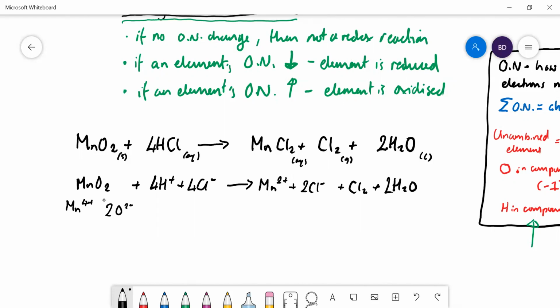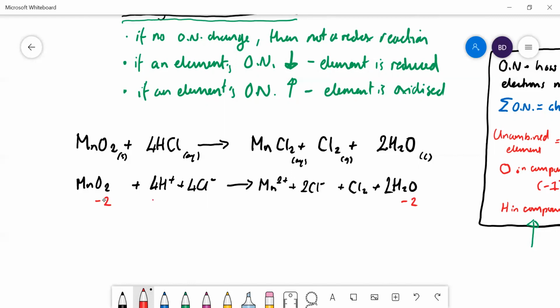It wouldn't make any difference to the way things worked out. But you should know that Mn4+ ions don't really form because it's losing too many electrons. Right, so MnO2, oxidation number of manganese there. Well, let's do oxygen first. Oxygen in a compound is -2, and it's -2 here, so no change in the oxidation number of oxygen.